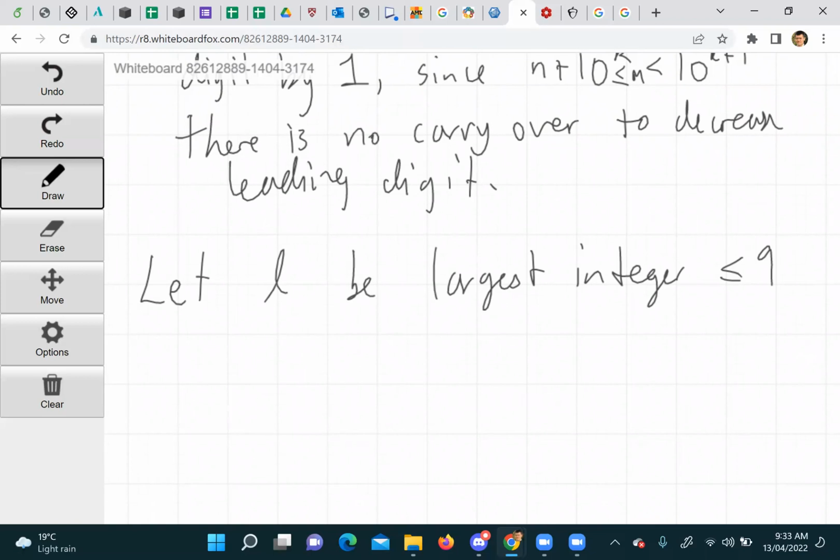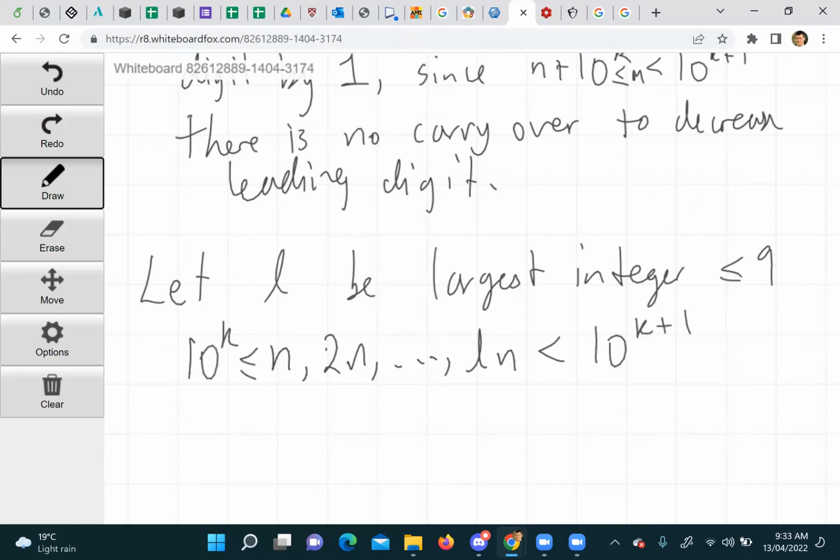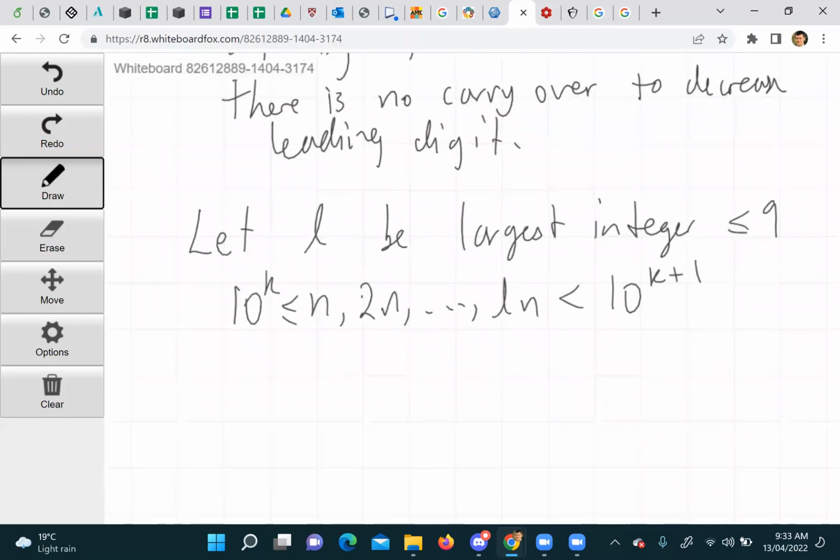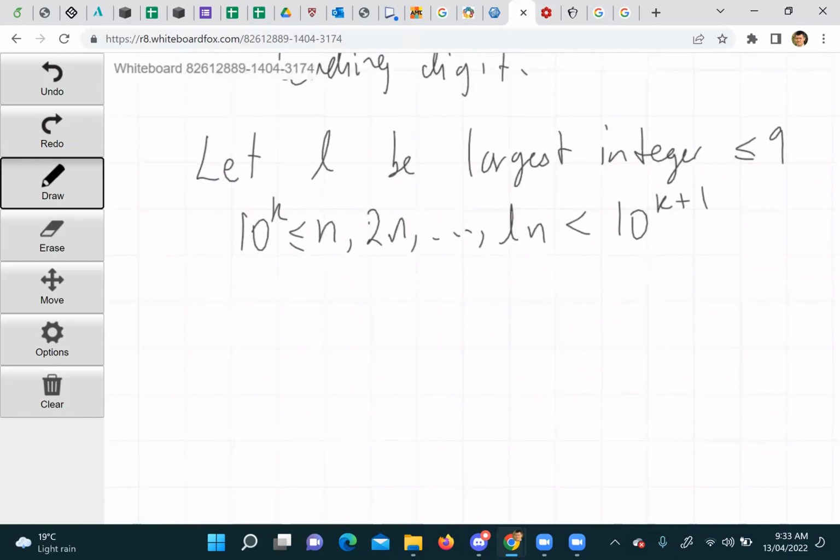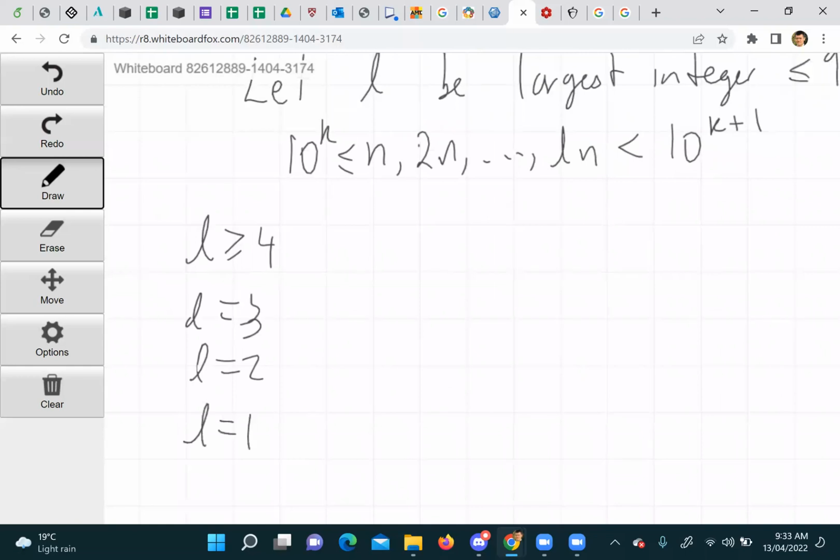Oh, I guess it doesn't have to be less than 9, but such that n to n ln is less than 10 to the k plus 1. So this gives us immediately cases, right? L is greater than 4, L equals 3, L equals 2, L equals 1.